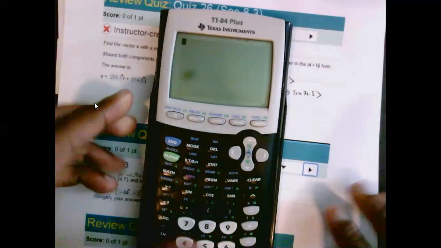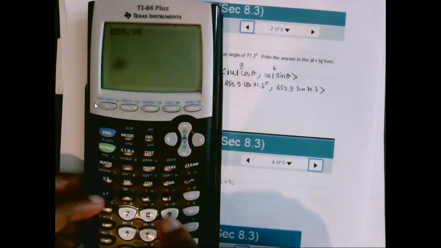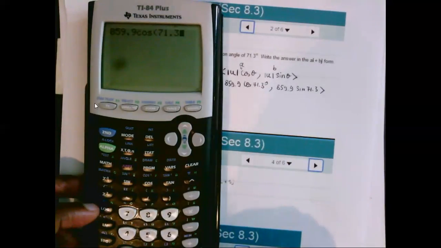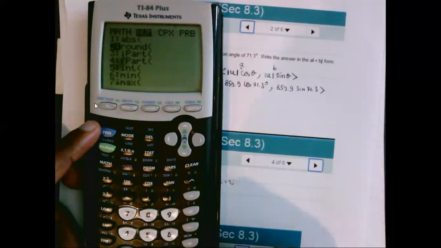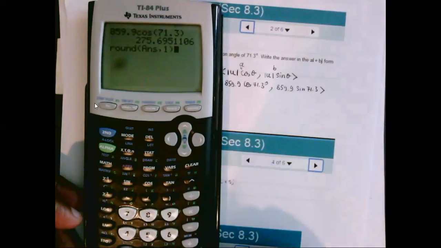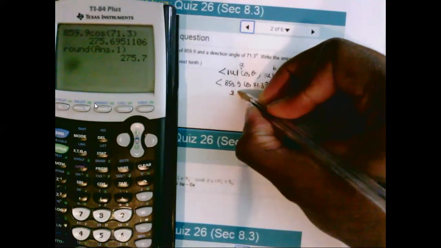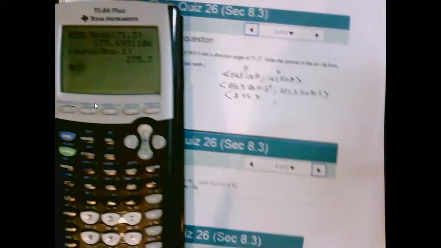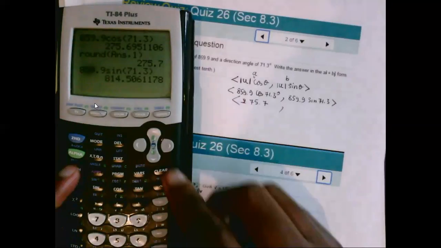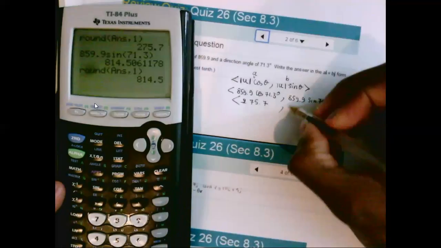So 859.9 cosine of 71.3, rounded to the nearest tenth, equals 275.7. And the other one, 859.9 sine of 71.3, rounded to the nearest tenth, equals this thing.